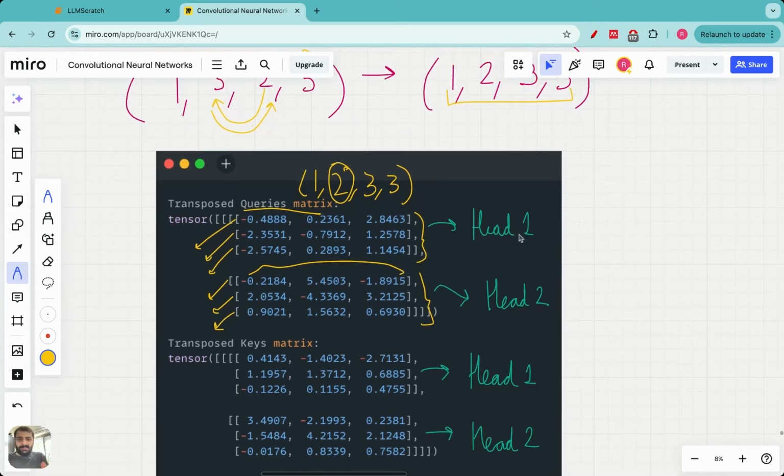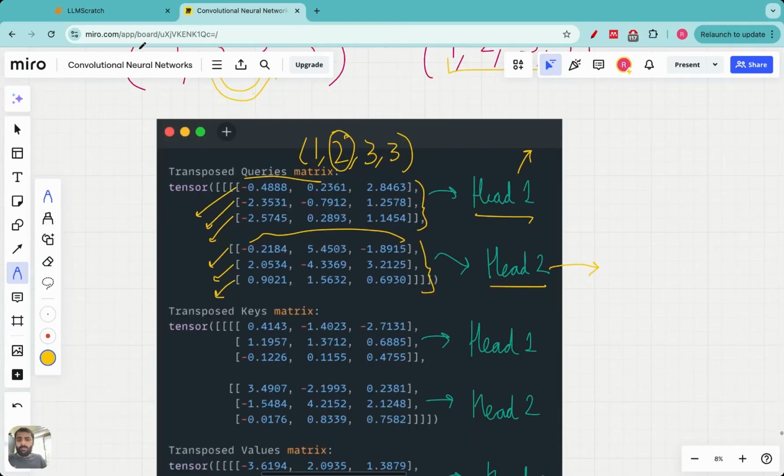So the reason this helps is because since we can now group with respect to heads, we can compute the attention score for each head separately. So remember, there is an attention score matrix for head one, and there is an attention score matrix for head two, and then we are going to concatenate them together, right?